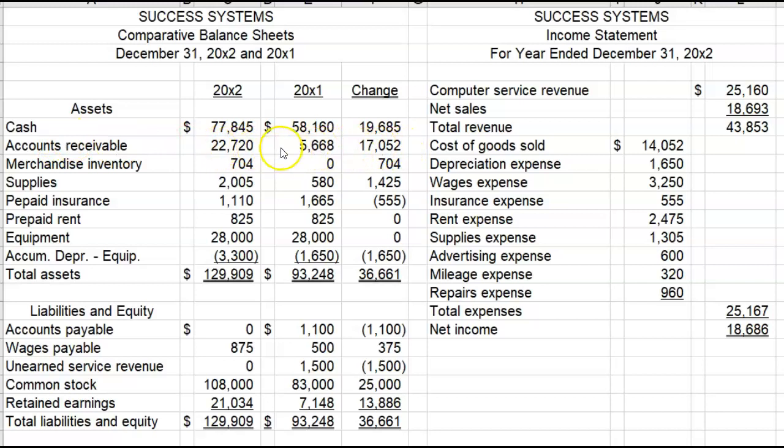Accounts receivable changed from $5,668 to $22,920 between the 2 years. Also, unearned revenue changed from a $1,500 balance in the previous year to a zero balance in the current year.